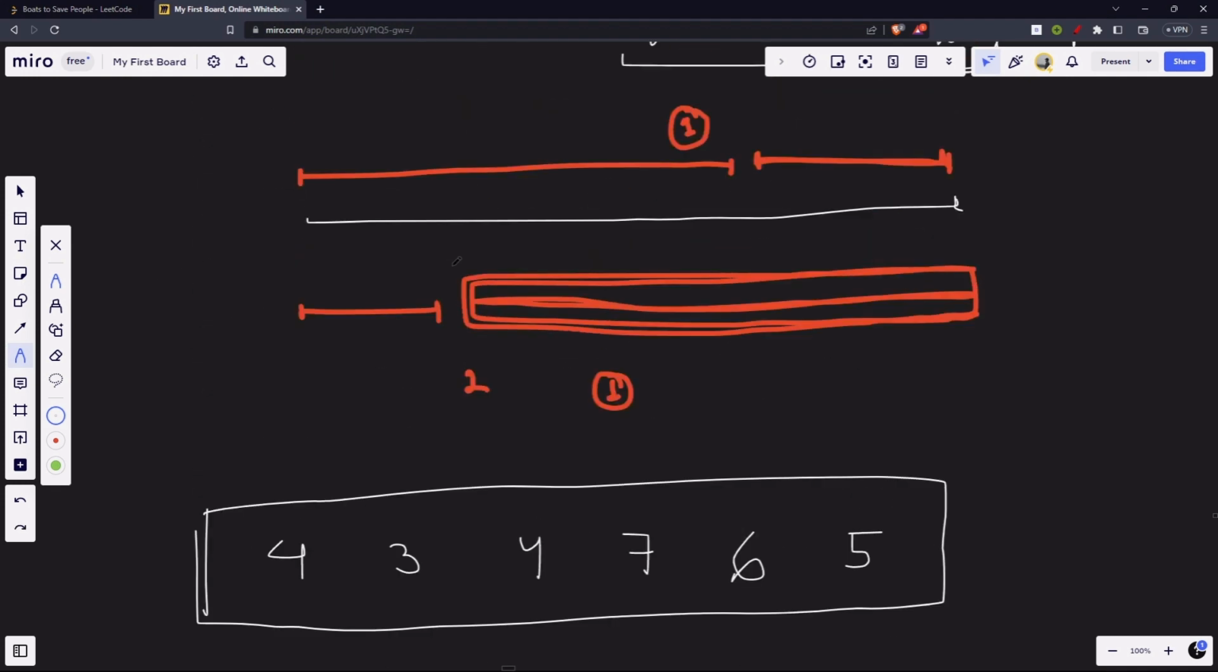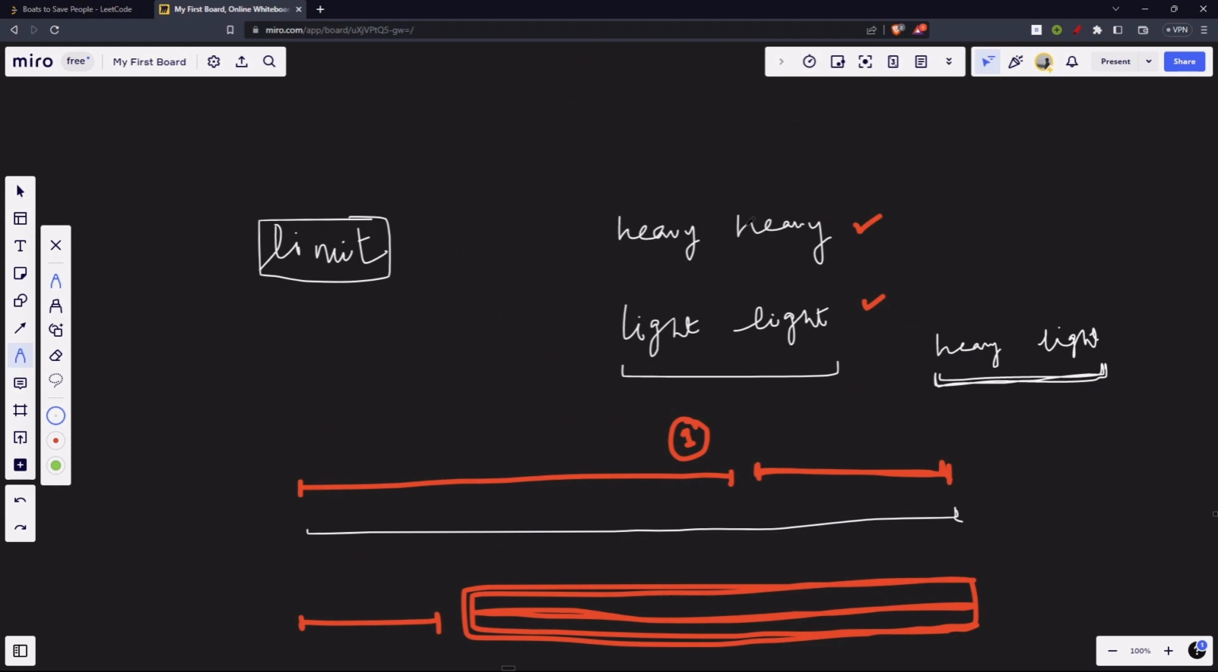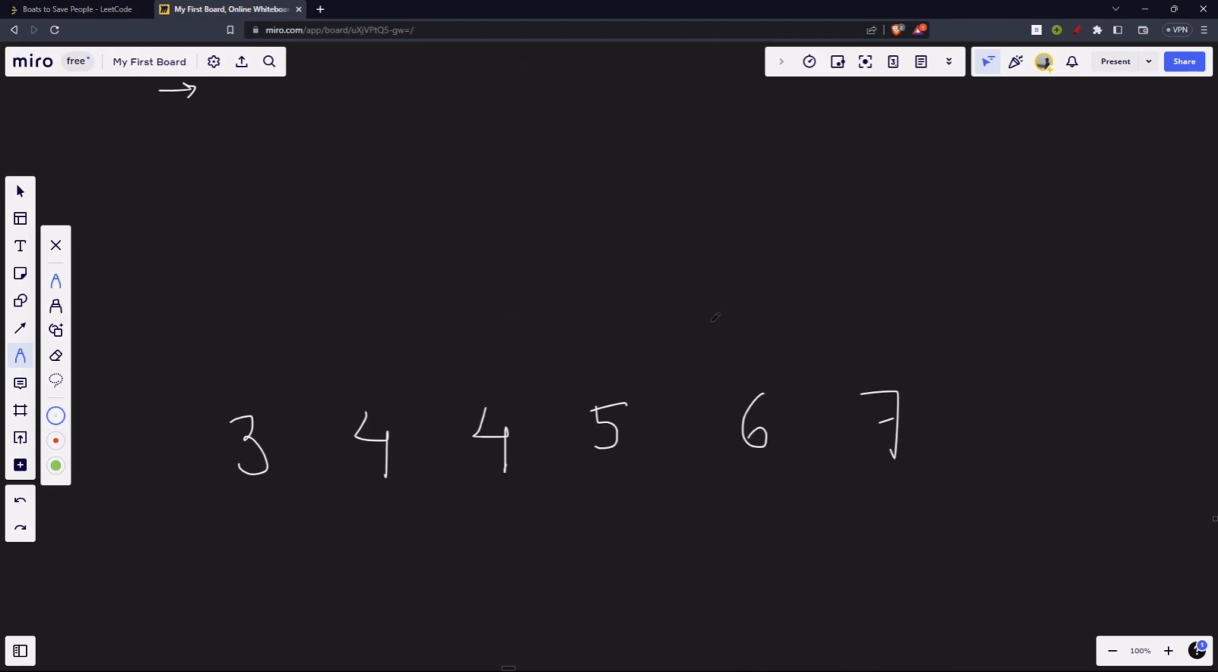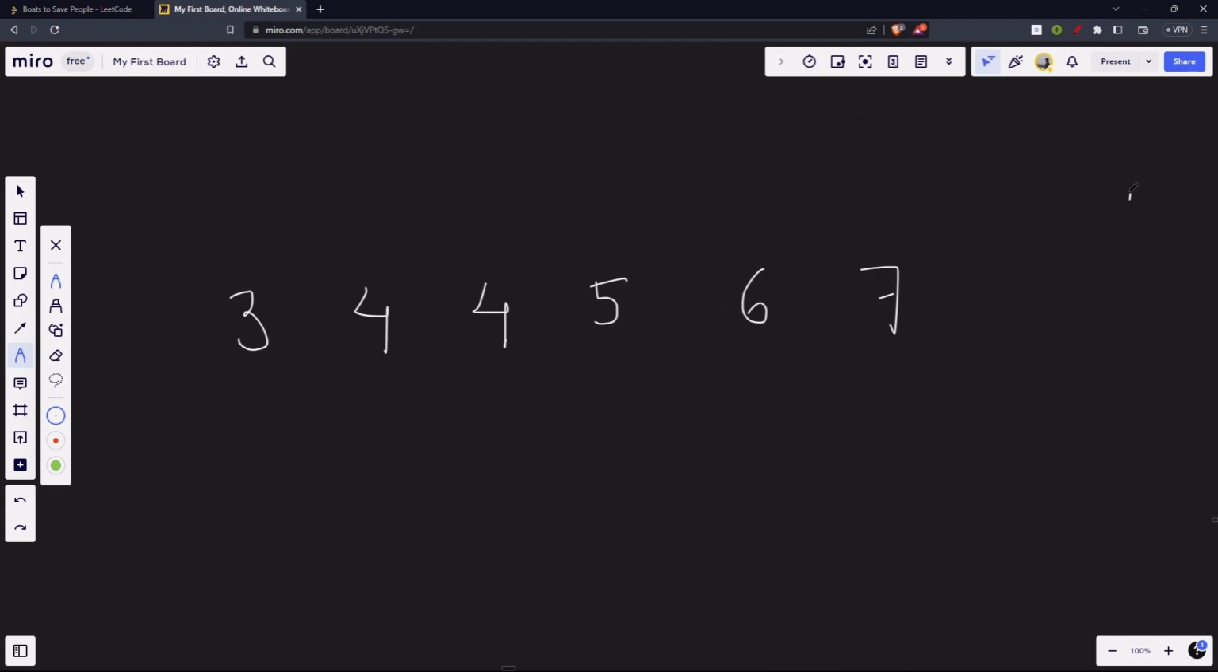So what are we doing actually? We are thinking in a greedy fashion. This is nothing but greedy thinking, that we will choose a heavy guy and a light guy. So let's say our limit is given as 9. Let's say a boat can have at max 9 units of weight. So let's say we choose this guy: 3, you come here, lightest guy. 7, you come here, heaviest guy. What is the total weight?